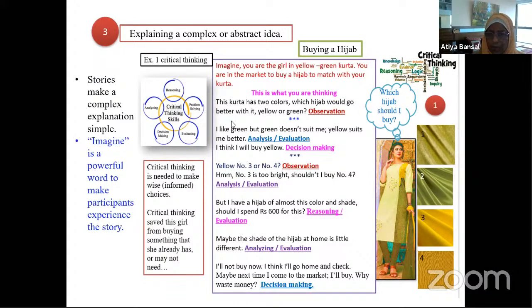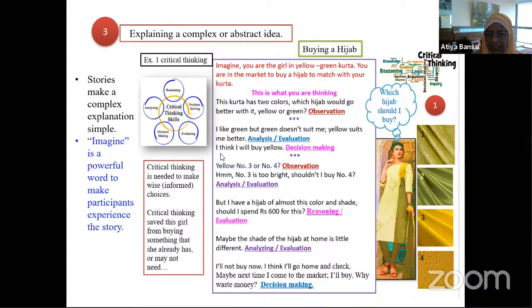This kurta has 2 colors. Which hijab would go better with it? Yellow or green? So she is making an observation, which is part of critical thinking. Then she thinks, oh, I like green, but green doesn't suit me. Yellow suits me better. Now, what is she doing? She's analyzing, evaluating. Again, part of critical thinking.